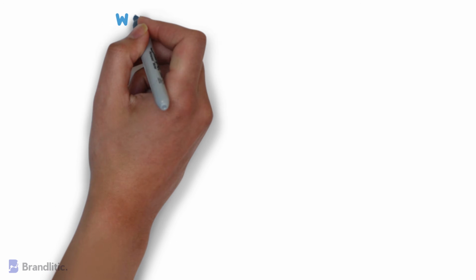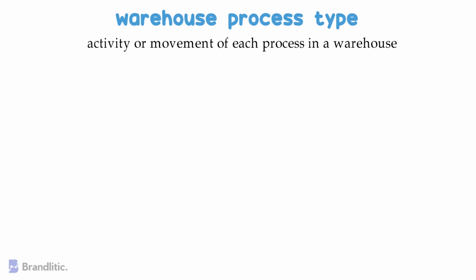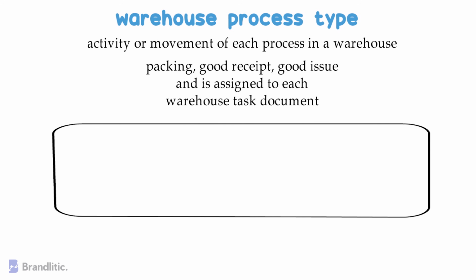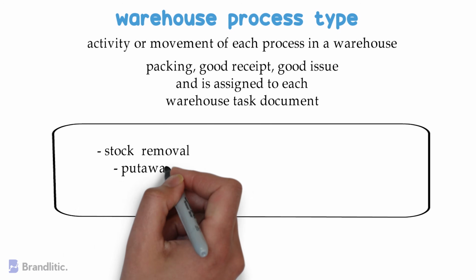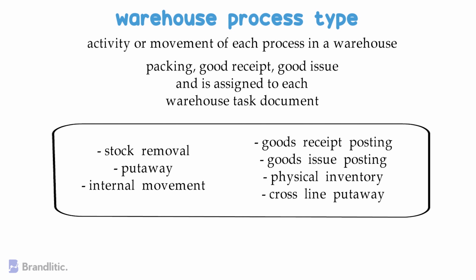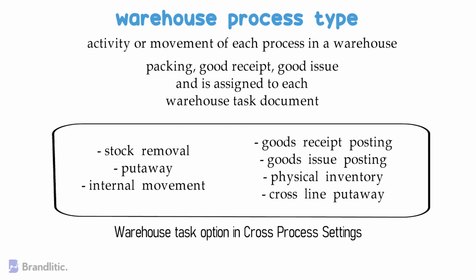Lastly, we must know that a warehouse process type is used to define the activity or movement of each process in a warehouse. It deals with each warehouse process like packing, goods receipt, goods issue, and is assigned to each warehouse task document. In a sense, a few different categories of warehouse processes are predefined in the EWM system, and these include stock removal, put away, internal movement, goods receipt posting, goods issue posting, physical inventory, and cross-line put away. And we can easily create them by going to the warehouse task option in the cross-process setting.